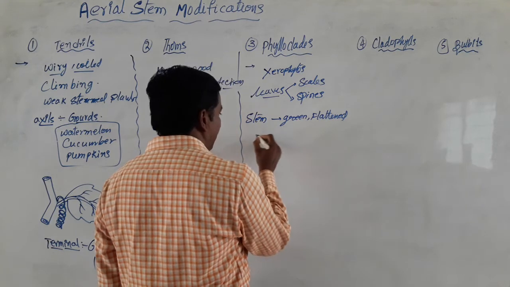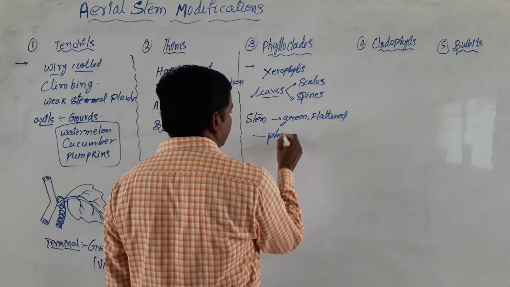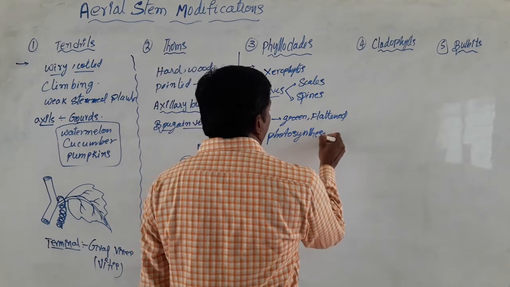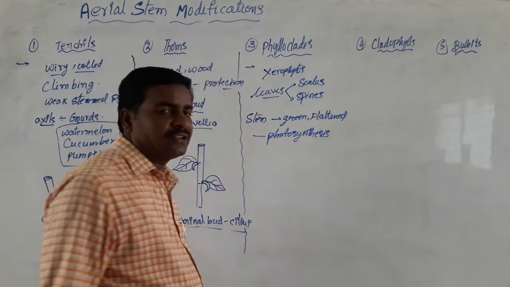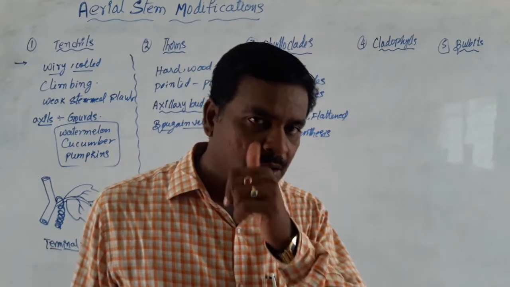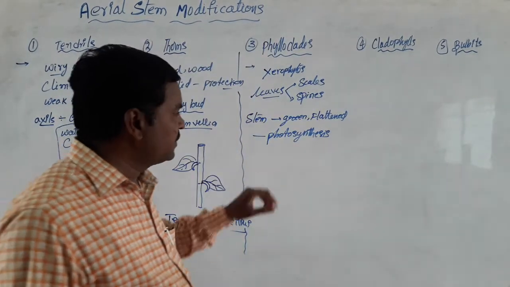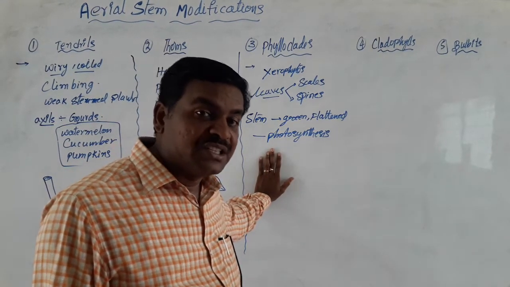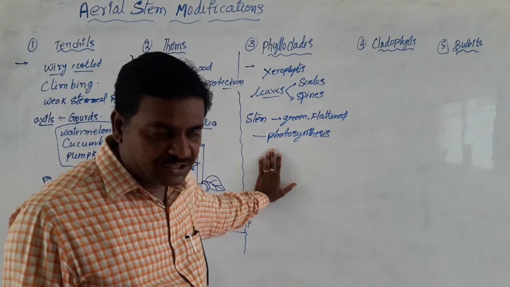Green, flattened, and leaf-like, and it also maintains photosynthesis. The green, flat, leaf-like stems that perform photosynthesis are called phylloclades. This modification is generally present in xerophytes and is specialized for photosynthesis and assimilation of food materials.